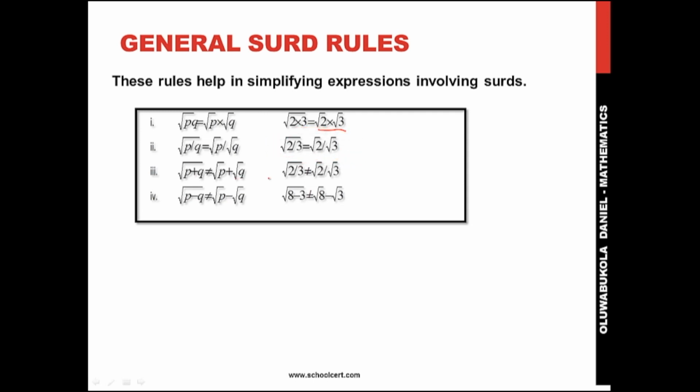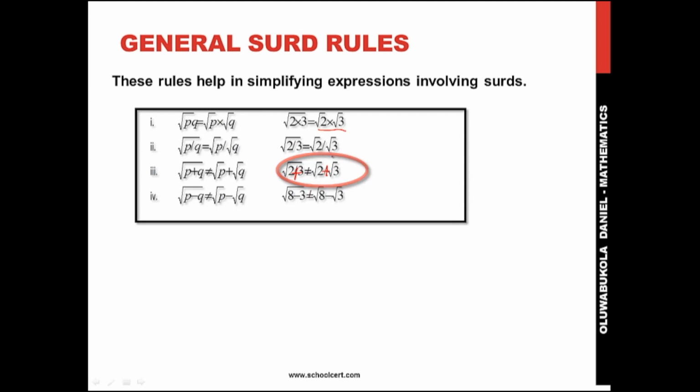But with addition, this rule does not generally apply directly. If you have root of p plus q, you cannot write it as root of p plus root of q. So what do I mean by this? That means if you have root of 2 plus 3, this cannot be written as root of 2 plus root of 3, because root of 2 plus 3 is root 5, so you cannot break that down that way.